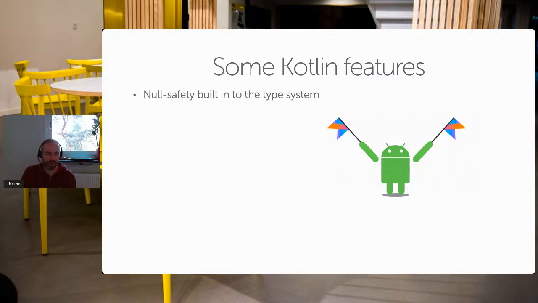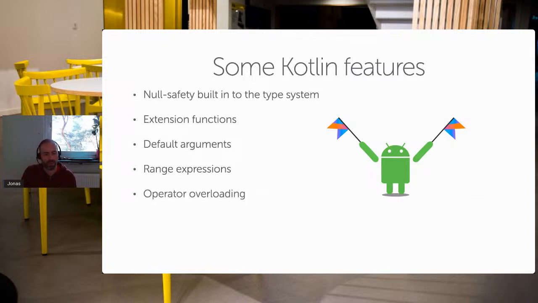Just a quick brief on the highlights of Kotlin: the null safety, like optionals, as you heard Philip also talk about in the type system, which makes your apps more stable and avoids null crashes. Extension functions, default arguments, range expressions for comparing if something is within a range. Operator overloading, you can also see that in other languages, such as C++. And data classes, which I will also show you a bit of. And coroutines for asynchronous tasks.